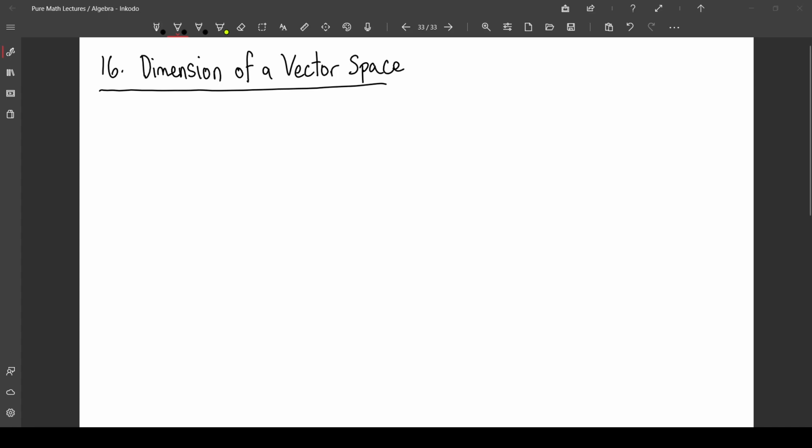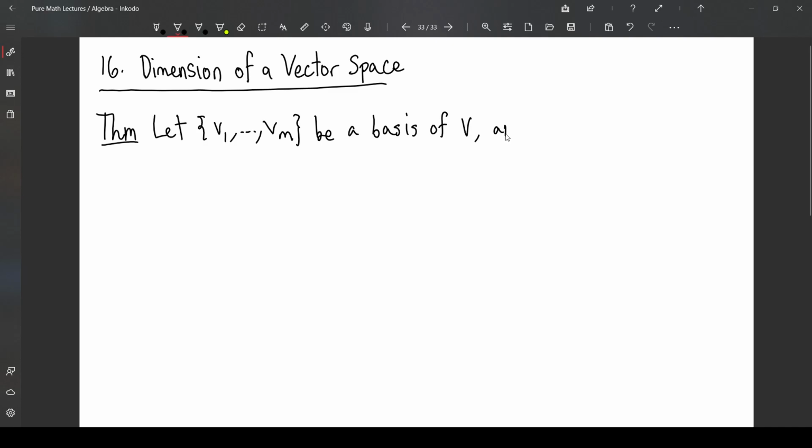So first we're going to prove sort of a technical theorem, and I'm not actually going to go through all of the proof because it gets a little messy, but I will indicate how to do it. So let V1 through Vm be a basis of V, and let W1 through Wn be also elements of V, where n is greater than m.